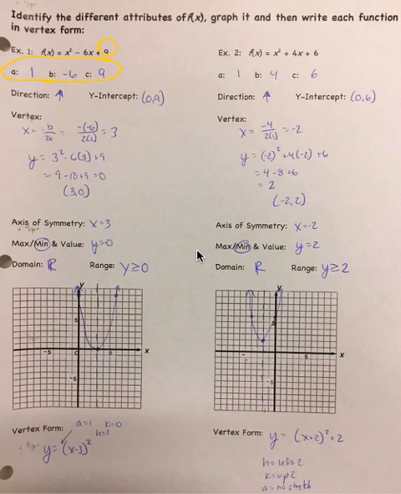To find our y value, we plug that 3 back into the original equation, back up here. And so we have 3 squared minus 6 times 3 plus 9. 9 minus 18 plus 9 is 0. So our vertex is 3, 0.